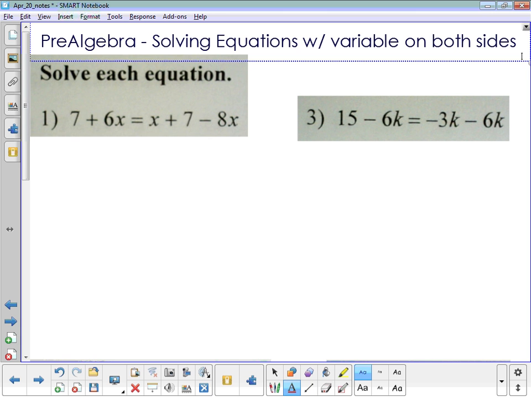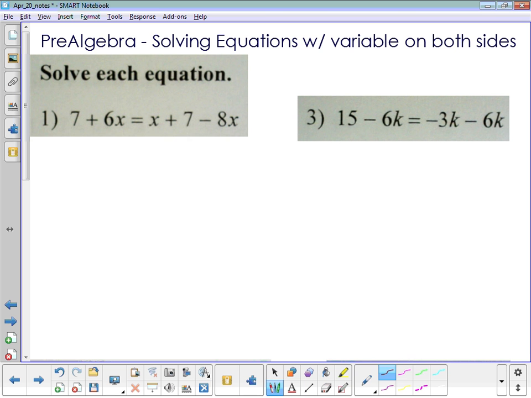So here is our first set of problems. Again, they're right from the packet, so we can work through them as we go together. So let's look at number one. I got 7 plus 6x equaling x plus 7 minus 8x. On the right-hand side, I need to combine the like terms first because I have an x and a negative 8x. So the 7 plus 6x, I'm not going to do anything with. X minus 8x will give me a negative 7x plus 7.